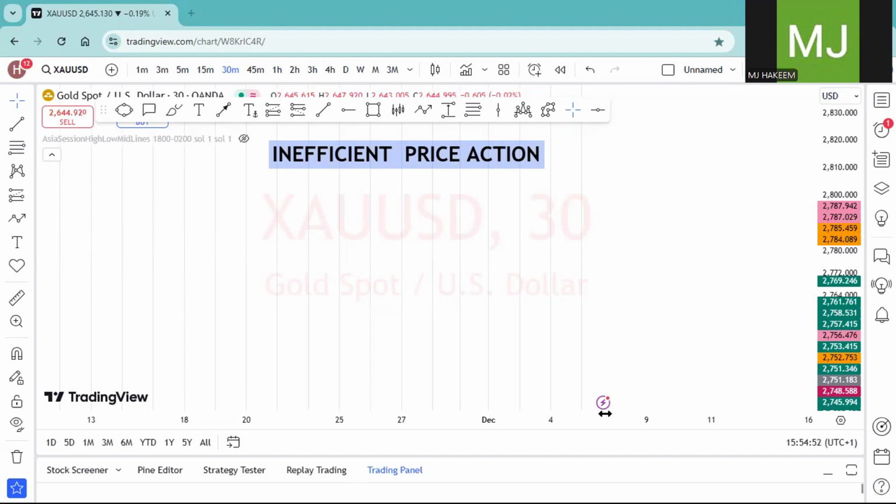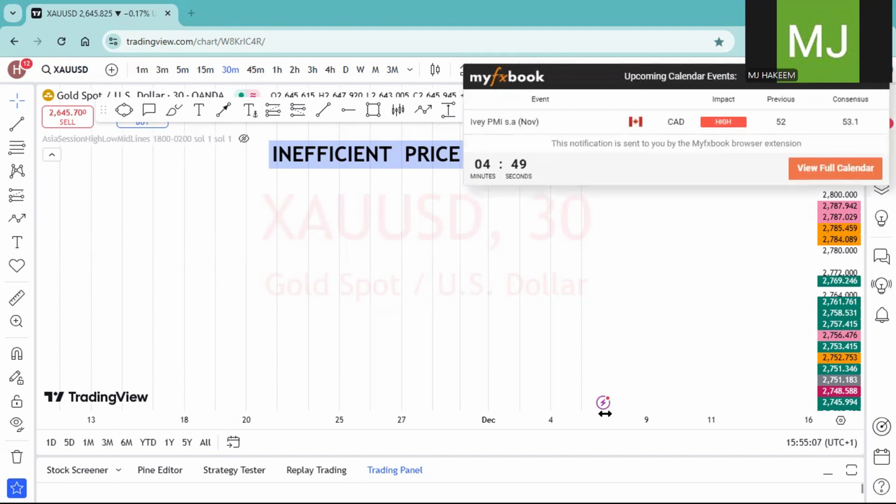Once you can identify those inefficiencies and trade them, it can change your trading game, at least give you like an 80% winning rate if you know how to trade them well. So let's get to class and let me teach you how to make use of inefficiency properly. Let's say we have a market moving this way, impulse.